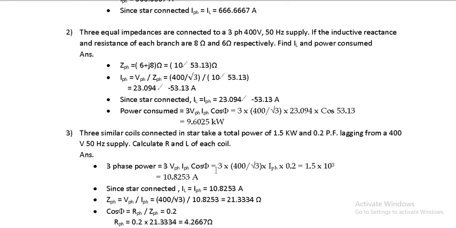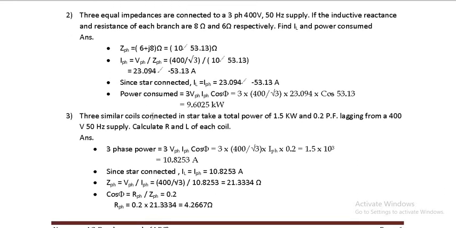Okay, and the last problem is, 3 similar coils connected in star take a total power of this and this power factor is this, from a 400 volt 50 hertz supply. Calculate R and L of each coil. Three-phase power is given to you. You can write it as thrice VPH IPH cos phi. Even cos phi is given to you, so you can find out the value of IPH. Since star connected, IPH is equal to IL. ZPH can be found out as VPH upon IPH. You already have the value of IPH and of VPH.